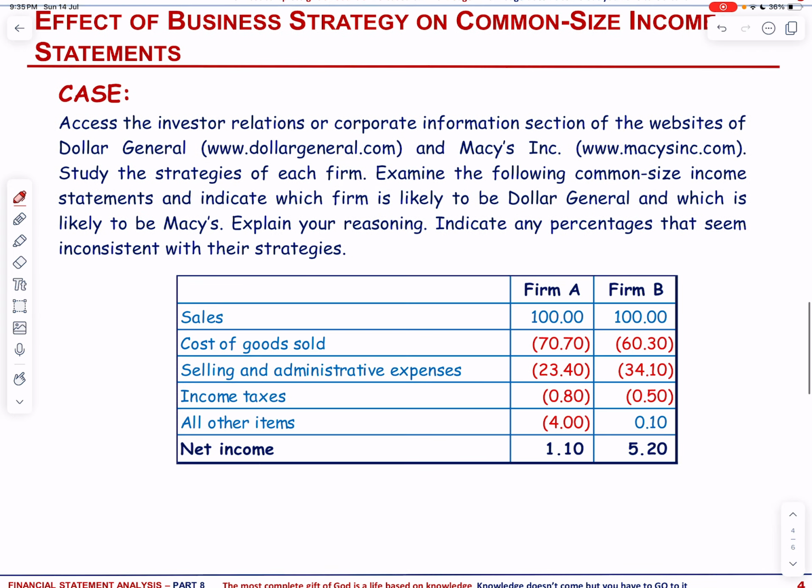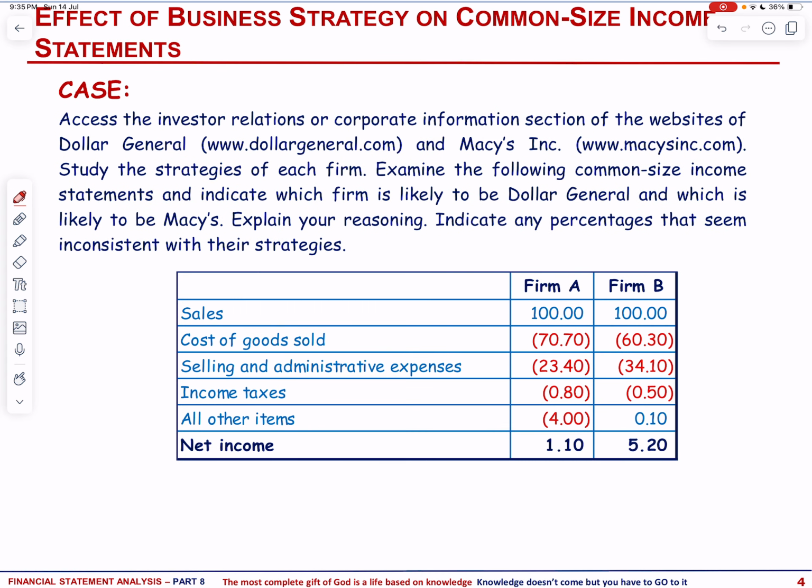So let us look into the case. We have to assess the investor relations or corporate information section of the websites of Dollar General and Macy's Incorporation. Study the strategies of each firm. Examine the following common size income statement and indicate which firm is likely to be Dollar General and which is likely to be Macy's. Explain your reasoning. Indicate any percentages that seem inconsistent with their strategies. So we have sales, cost of goods sold, selling and administrative expenses, income taxes, all other items, and net income.